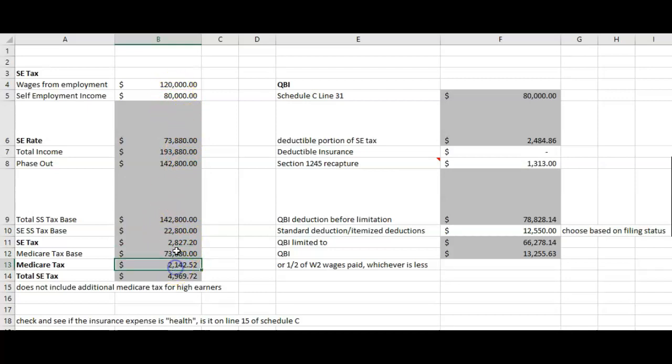total employment. Actually, I could probably just make this equal to the total SE rate, but I chose to do it the hard way and take the wages from employment and subtract it from the total income to come up with $73,880. The Medicare tax is just 2.9%, so that combined with the SE tax or Social Security tax is 15.3%, and the total SE tax is $4,969.